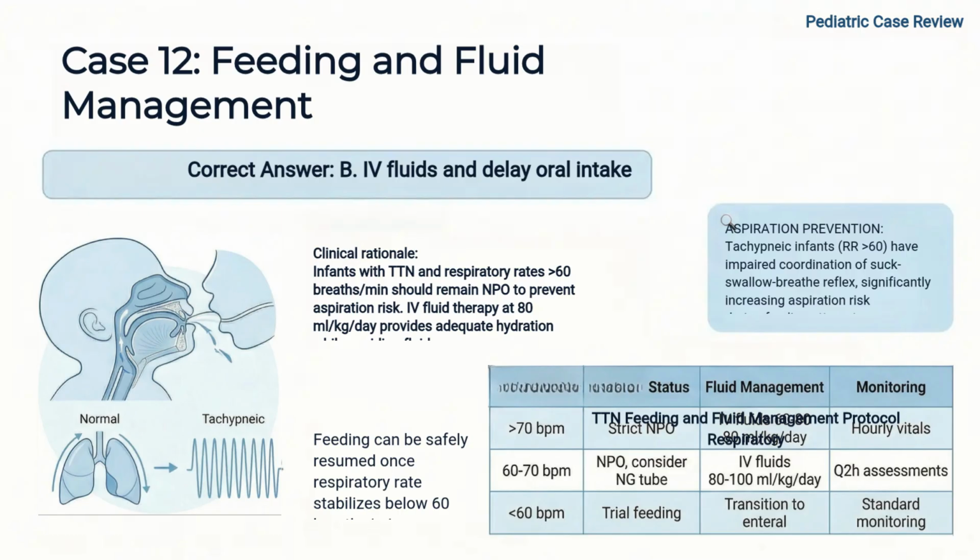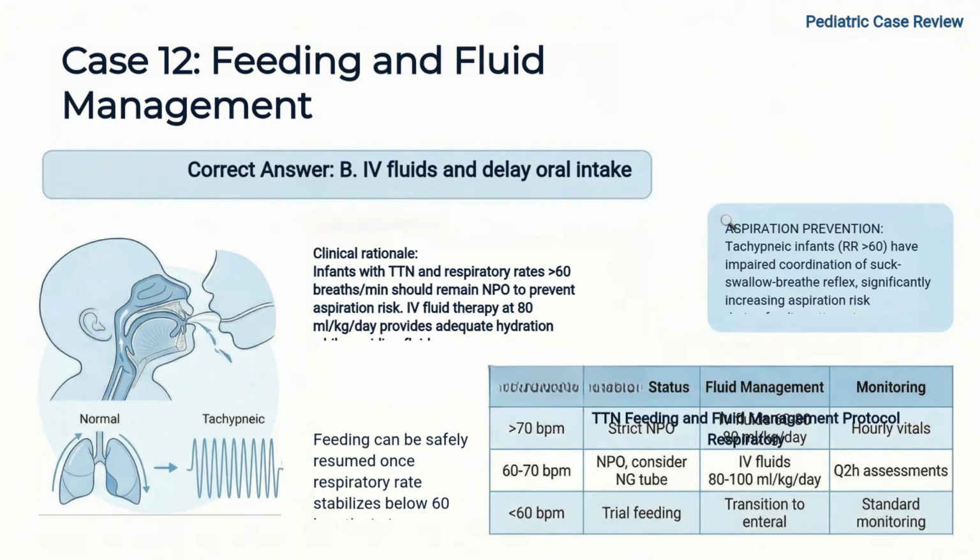This is a critically important safety principle in managing tachypneic neonates. Infants with transient tachypnea of the newborn and respiratory rates above 60 breaths per minute should remain nil by mouth to prevent aspiration risk. Tachypneic infants have impaired coordination of the suck-swallow-breathe reflex, significantly increasing aspiration risk during any feeding attempt. Intravenous fluid therapy at 80 milliliters per kilogram per day provides adequate hydration while avoiding fluid overload that could worsen pulmonary edema. The feeding protocol by respiratory rate is as follows.